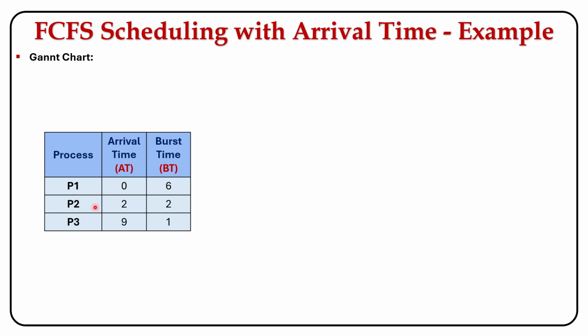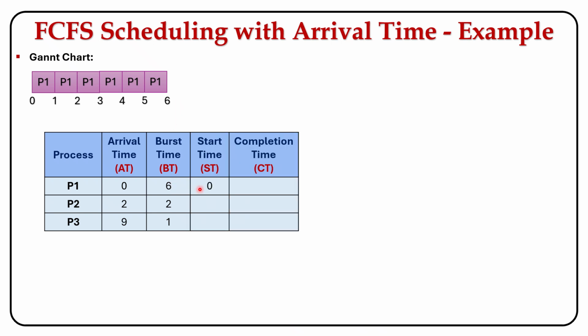For process P1, the start time is 0 and the burst time is 6. So let's start running from 0, then 1, 2, 3, 4, 5, and it completes by 6. Therefore, the start time for process P1 is 0 and the completion time for process P1 is 6.